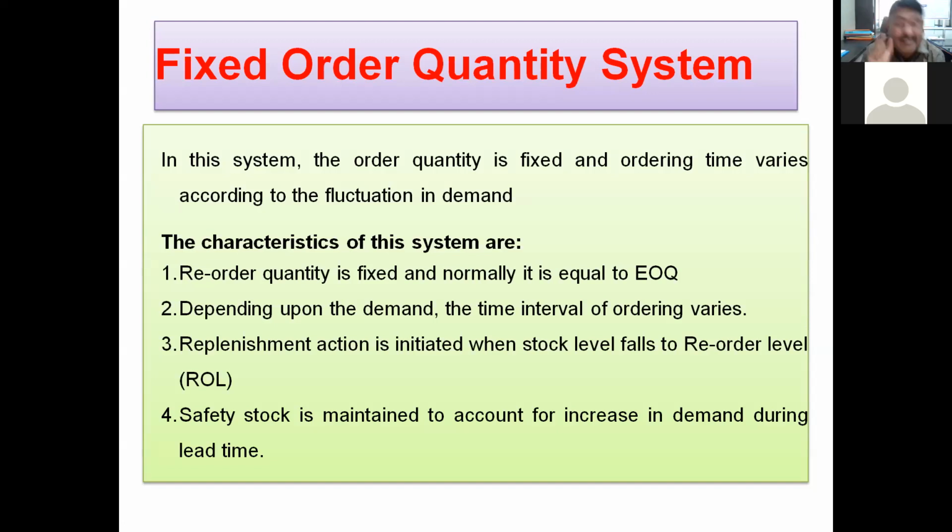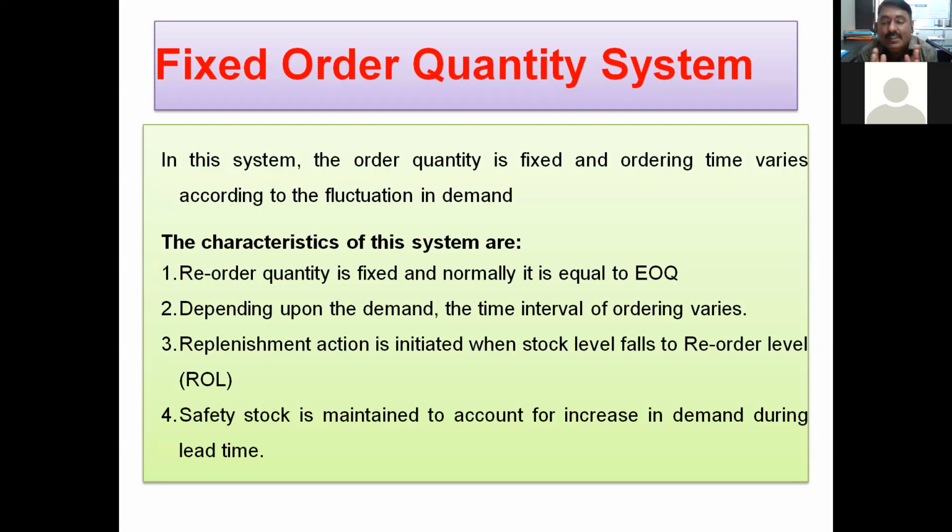So here the quantity is fixed and it is generally equal to EOQ, economic order quantity. Depending upon the demand, the time interval varies. I have given you an idea. 1000 is the quantity. The first order is given on the 15th of January. The next order is given depending upon the market demand, maybe on the 15th of March. The next order on the 30th of April.